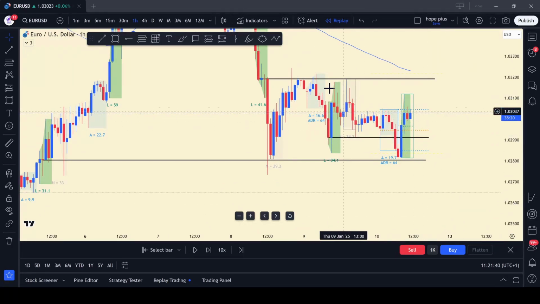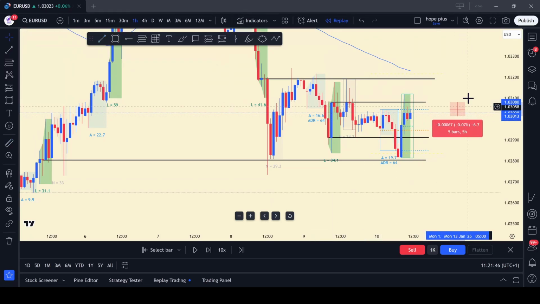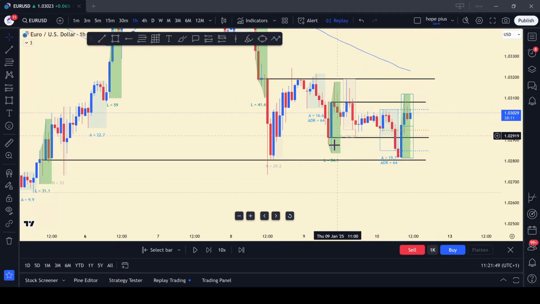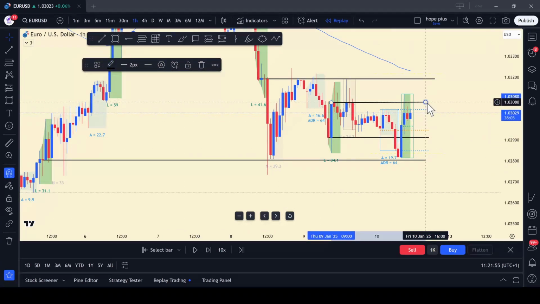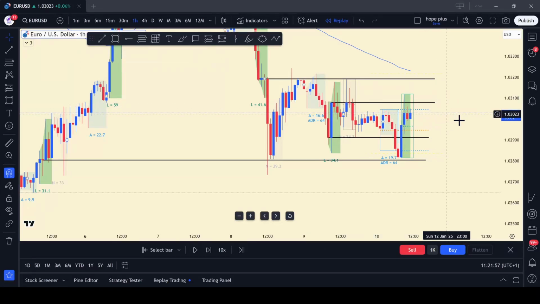So this was on Thursday. We have another one here. So this was Thursday, the highest and the lowest. Let me use my magnet so I can know the exact price. That is it. The exact price there. And then we go to 5 minutes and see how we would have entered this market.